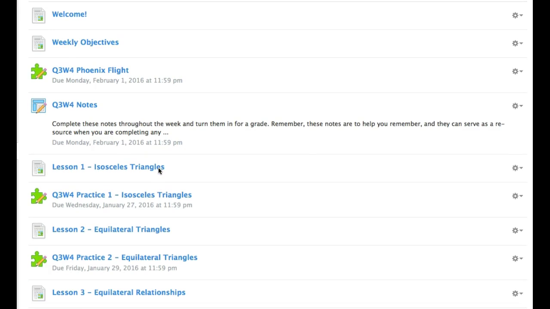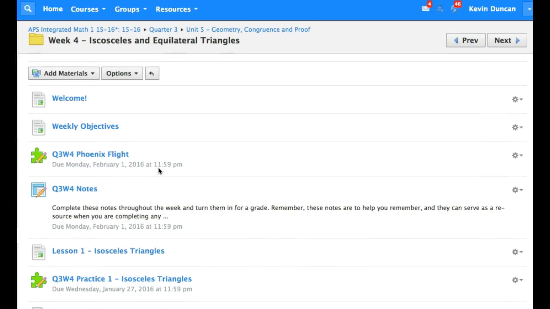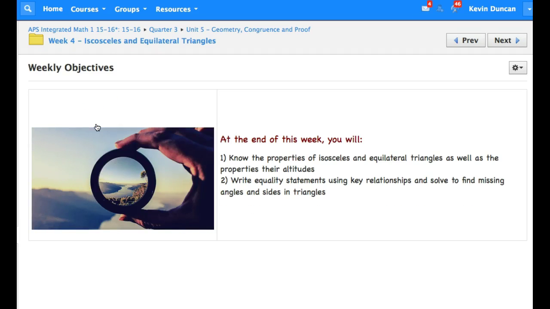So as we come in, it looks pretty similar to what it always looks like. When we come in, we'll have the weekly objectives. At the end of the week, you will know the properties of isosceles and equilateral triangles, as well as the properties of their altitudes. You will be able to write equality statements using key relationships and solve to find missing angles and sides in those triangles.